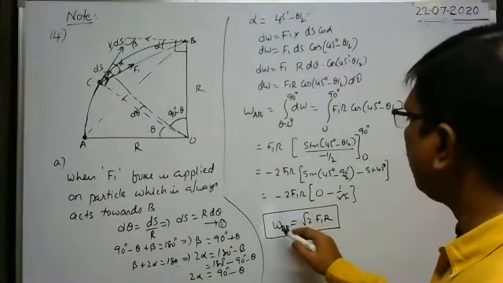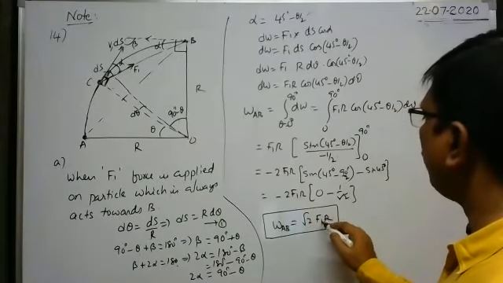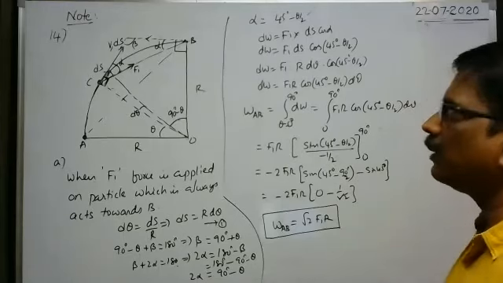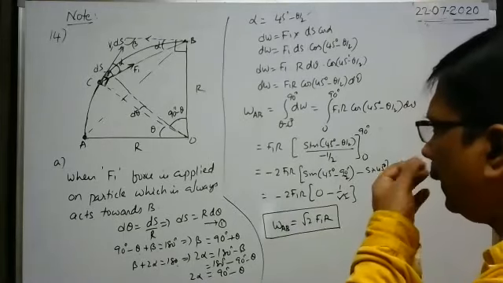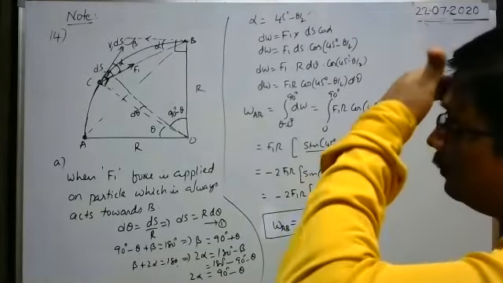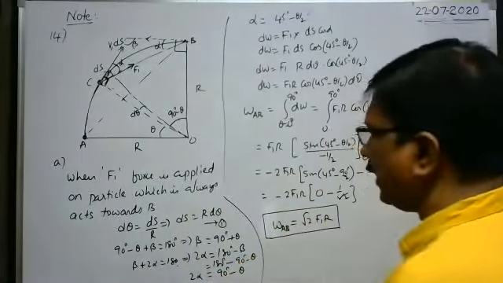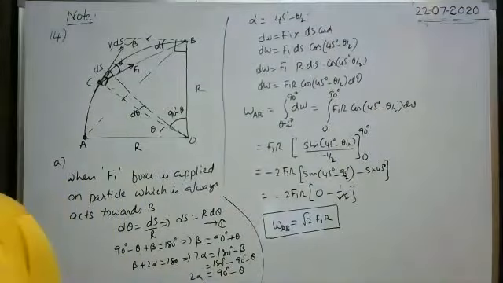Okay, therefore WAB is equal to √2 into F1 into R. So this is the work done to displace the particle from A to B. Next, it is the case A. Next, case B.